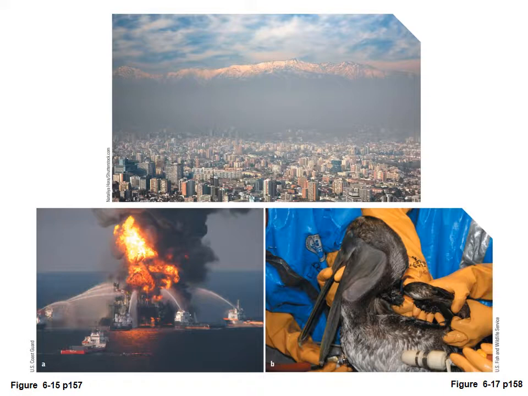What's going on in these pictures? Can anyone take a guess? What's happening in the top one? Photochemical smog. This is over Santiago, Chile. It's caused by gasoline and diesel fuel. How about in that picture? That's the BP Deepwater Horizon drilling platform on fire. I'm sure you're all familiar with that one. Happened in 2010. And over here, what do we have? Brown pelican who've been caught in an oil spill.